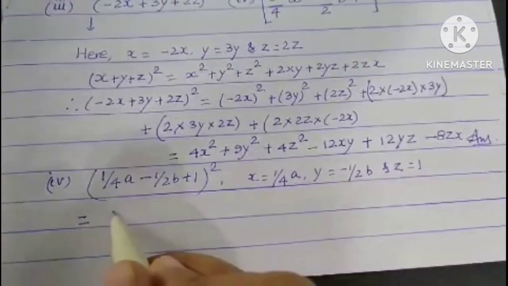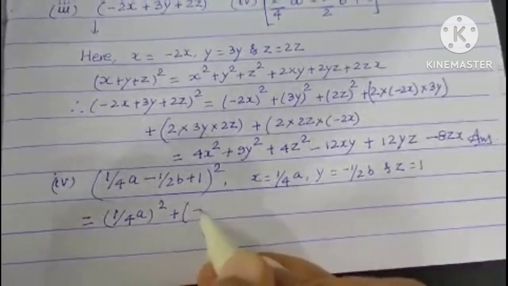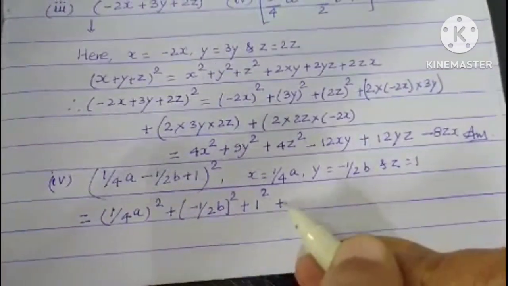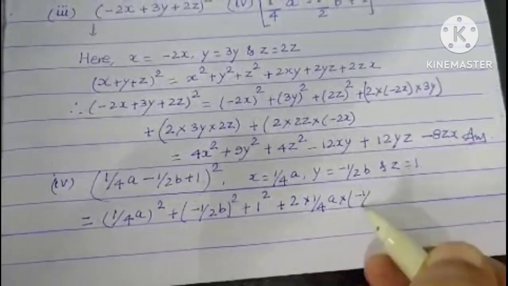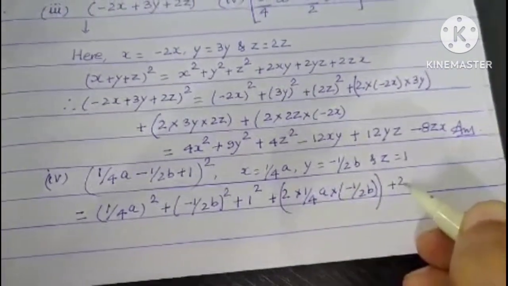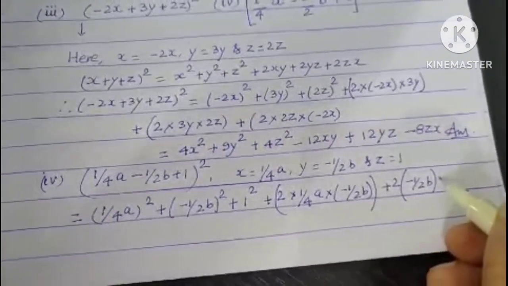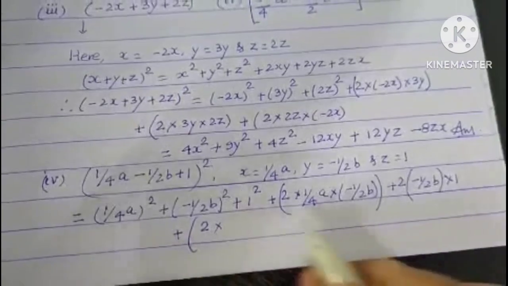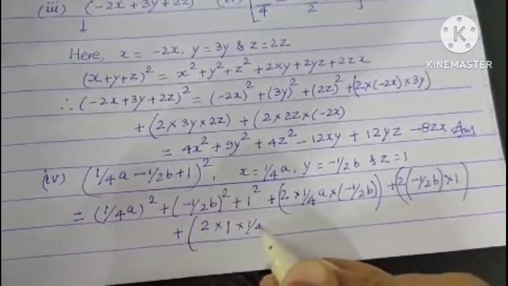So this will come out: x square, means (1 by 4a) square, plus y square, plus (minus half b) square, plus 1 square, plus 2 into 1 by 4a multiplied by minus 1 by 2b, okay, plus 2 into minus 1 by 2b multiplied by z which is 1, again plus 2 into zx. 2 into z is 1 and x is 1 by 4a.